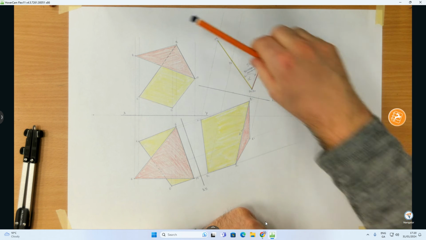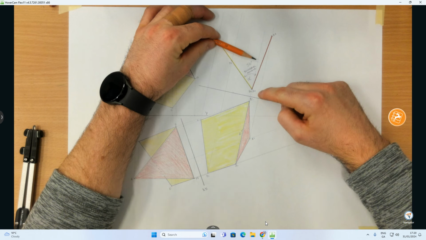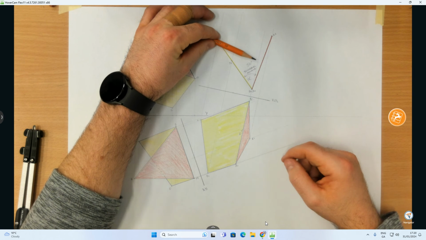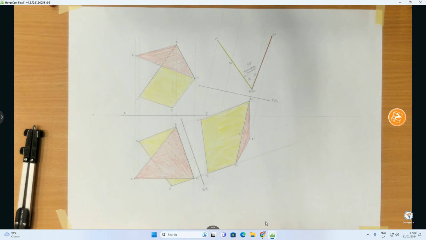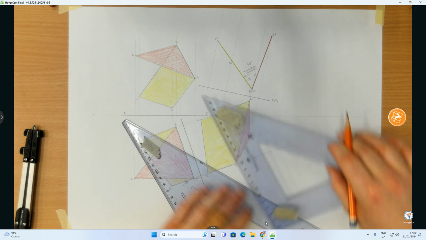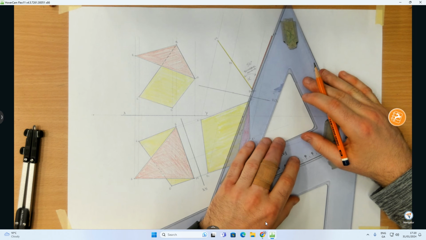Now, if I look in this direction at it and set up an x3, y3, I'm looking perpendicular, and when you look perpendicular to a surface, you see its true shape. So I'm going to set up another auxiliary view. In this case, it's an x3, y3.